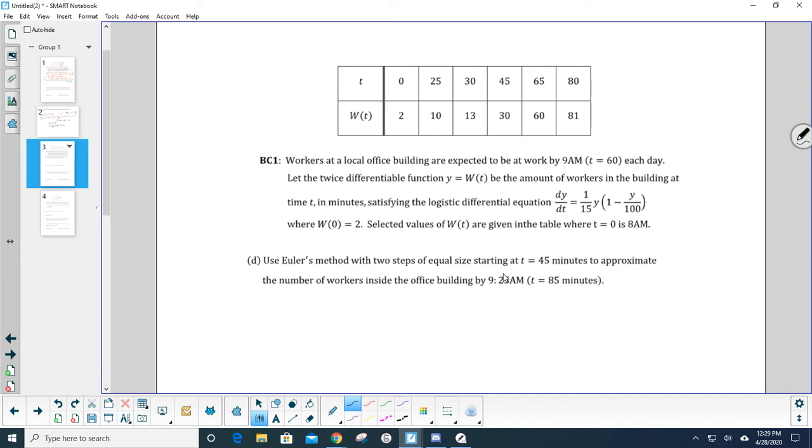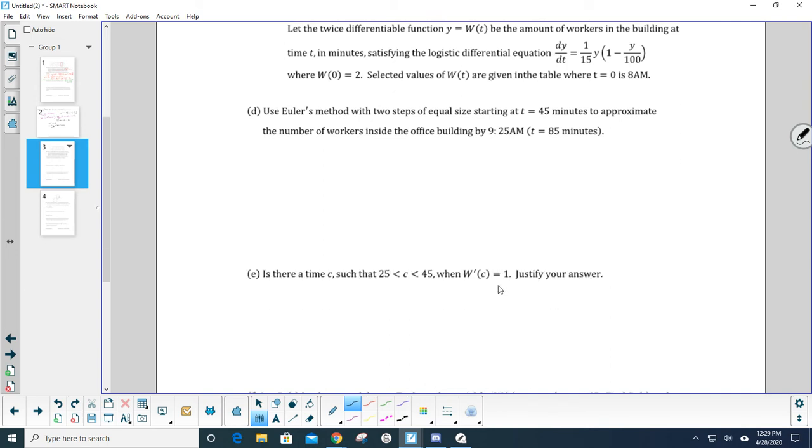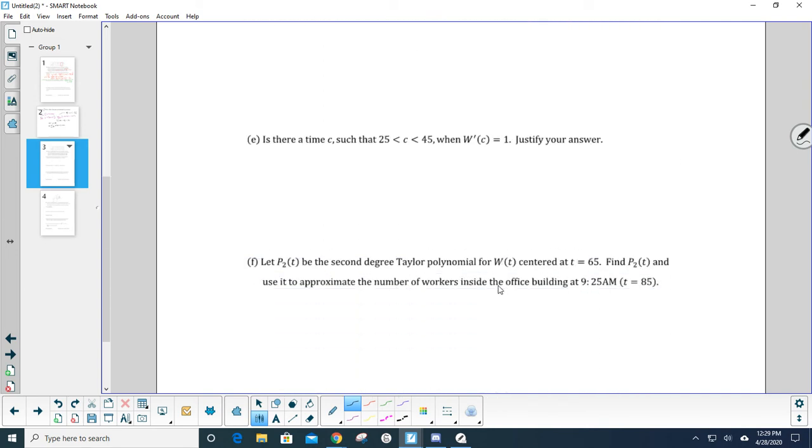Okay, for E, lots of steps to these in there. For E, is there such a time between 25 and 45 when the first derivative equals 1? Justify your answer. Okay, is there such a time? As soon as you see that, are they asking you what the time is? No. Is there such a time? That's one of the existence. As soon as I read that first piece right there, I knew EVT, MVT, IVT. And then when I saw it was the derivative, C equals 1, that's going to be mean value theorem.